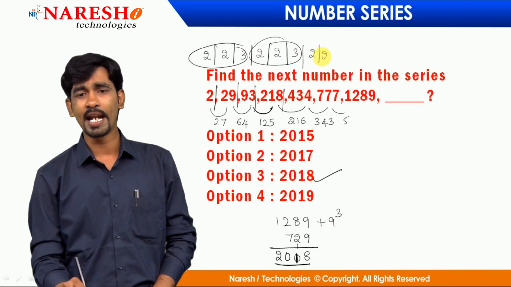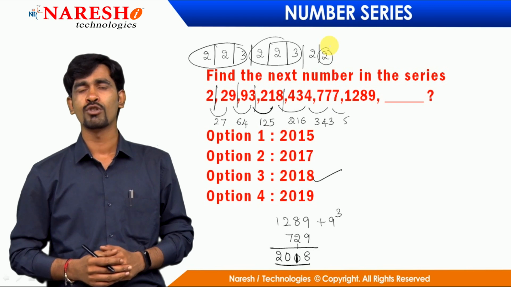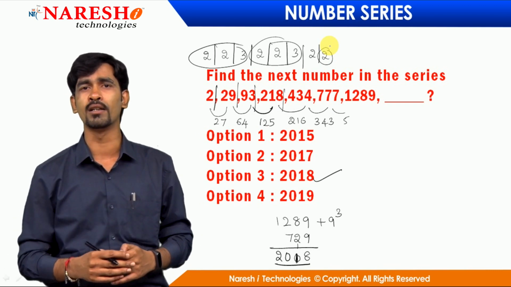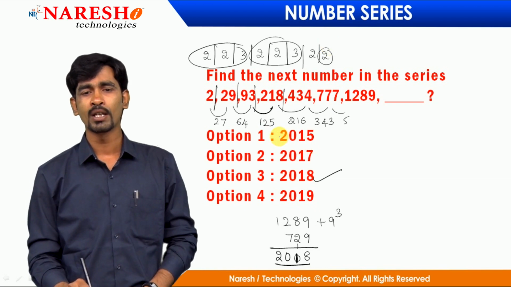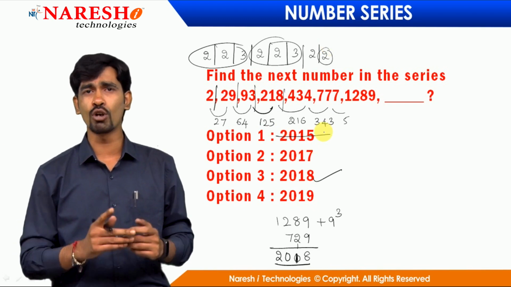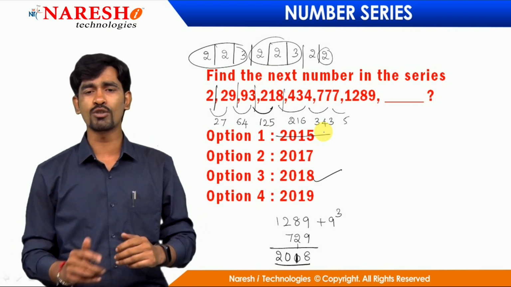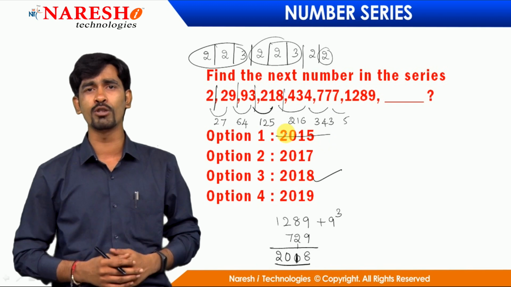What would be the next term? The next term should have a digital sum of 2. So, let us look at which option choices give a digital sum of 2, to make your answer choice faster. If you look at 2015, the digital sum of this number is 2 plus 1 is 3, 3 plus 5 is 8. So that is a digital sum of 8, not matching. It is not a possible answer choice.